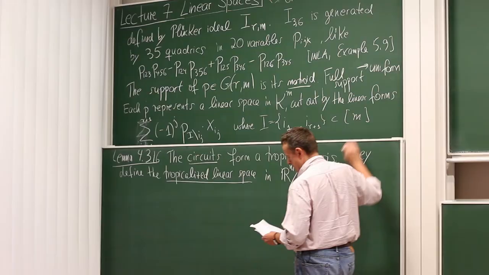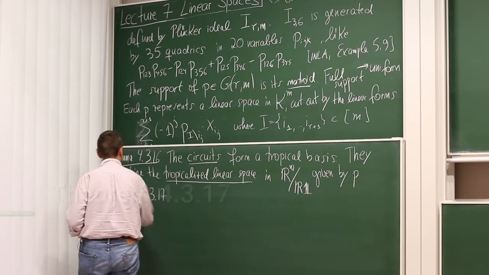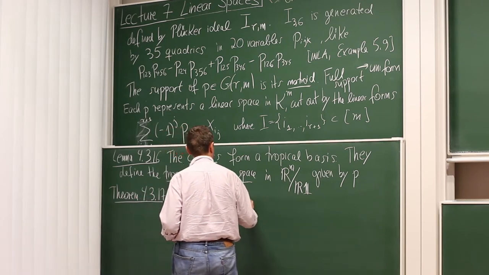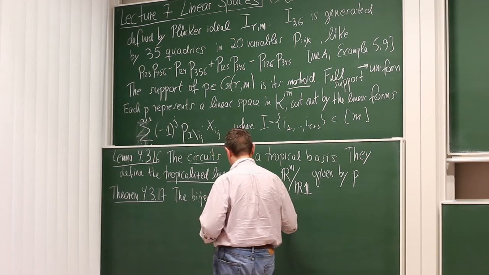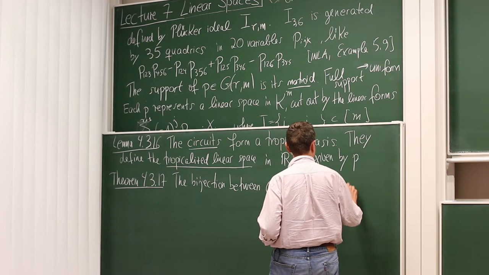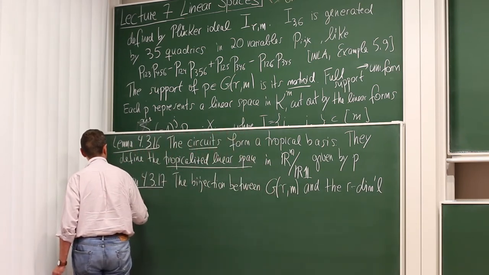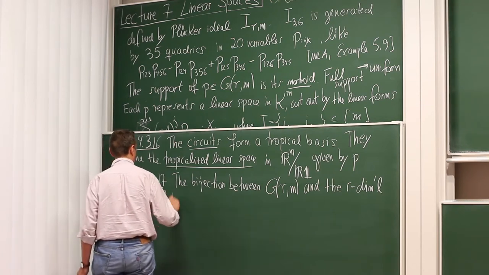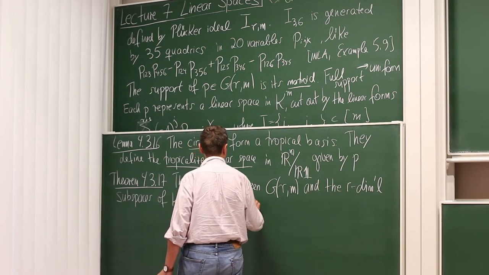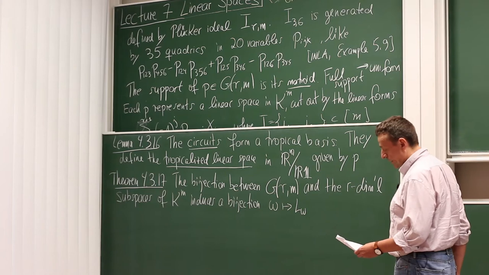Now, based on this lemma, we can boost this up a little bit and state the following theorem. That's 4.3.17. It says the classical bijection between the Grassmannian, the usual Grassmannian of r-dimensional vector subspaces of K^m, induces a certain bijection on the tropical side. Namely, it induces a bijection between a tropical Plücker vector W and a corresponding tropicalized subspace.